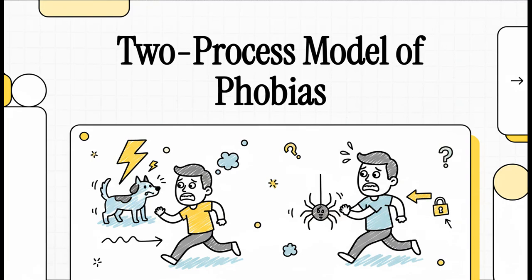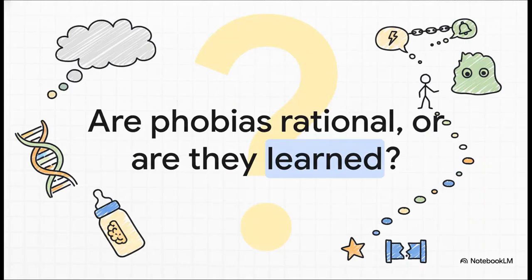Hey everyone, and welcome. Today, we're diving into a really big topic from the AQA A-level psychology spec, the two-process model of phobias. This is a cornerstone theory for understanding why we fear what we fear, so let's get right into it.